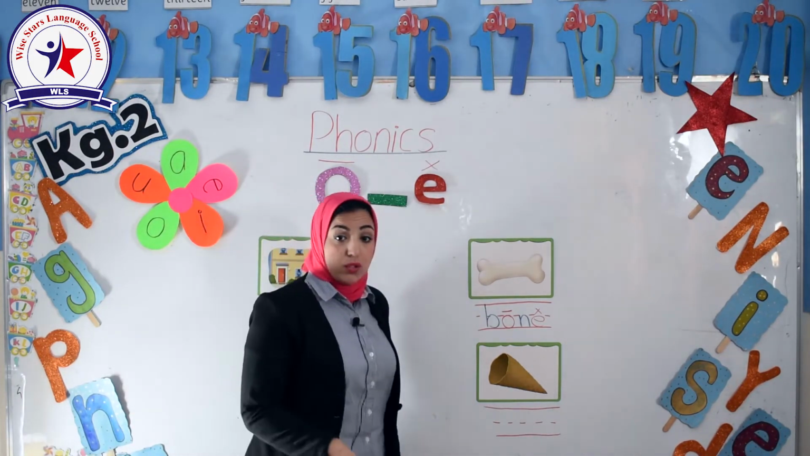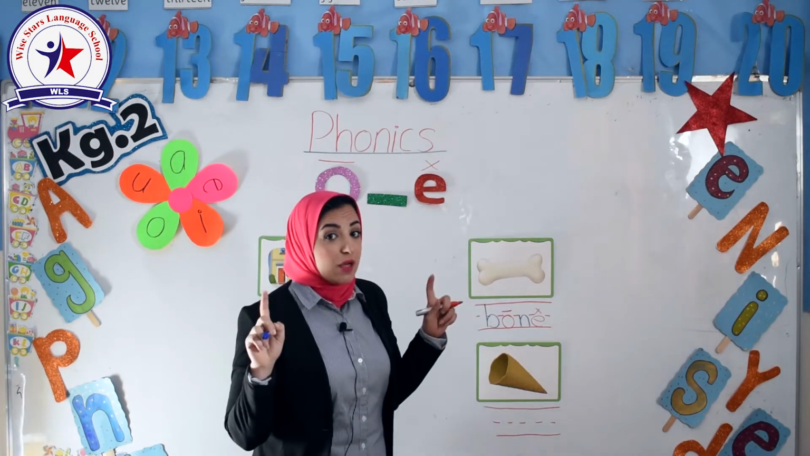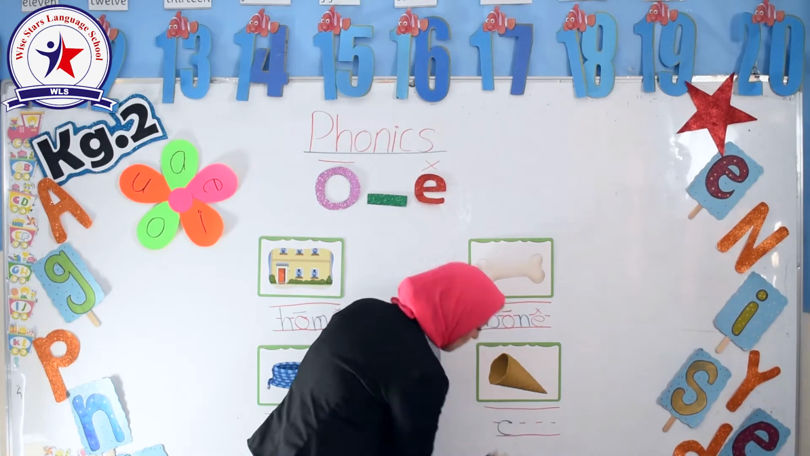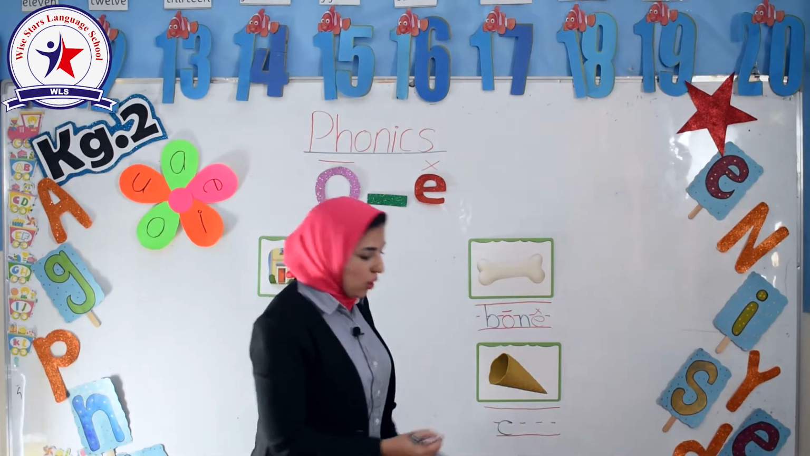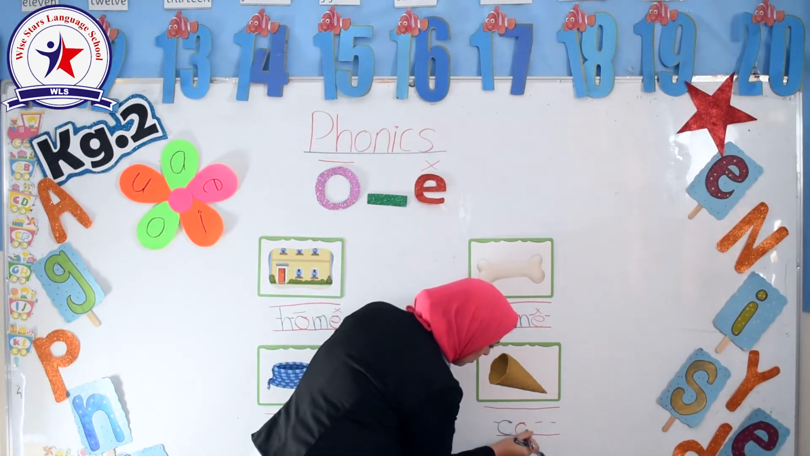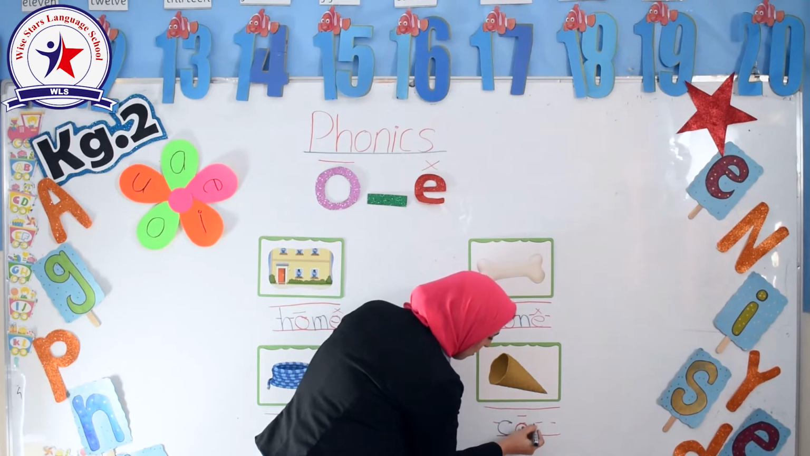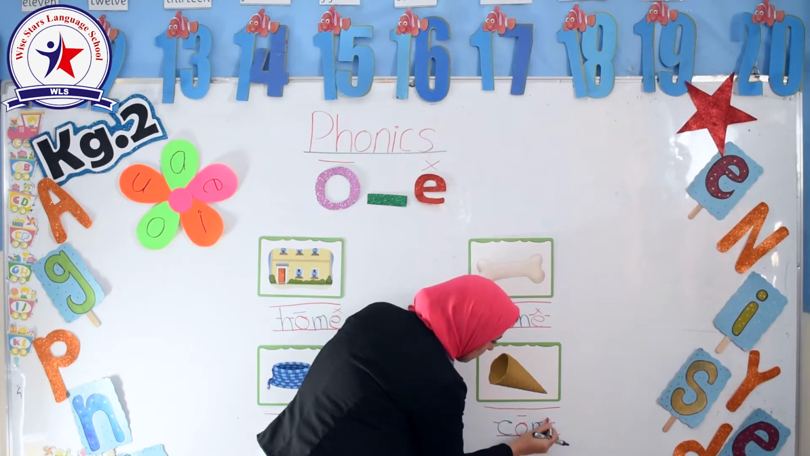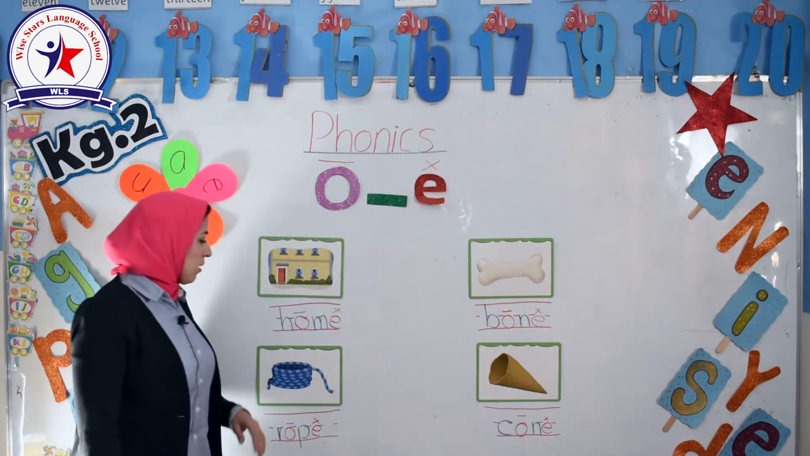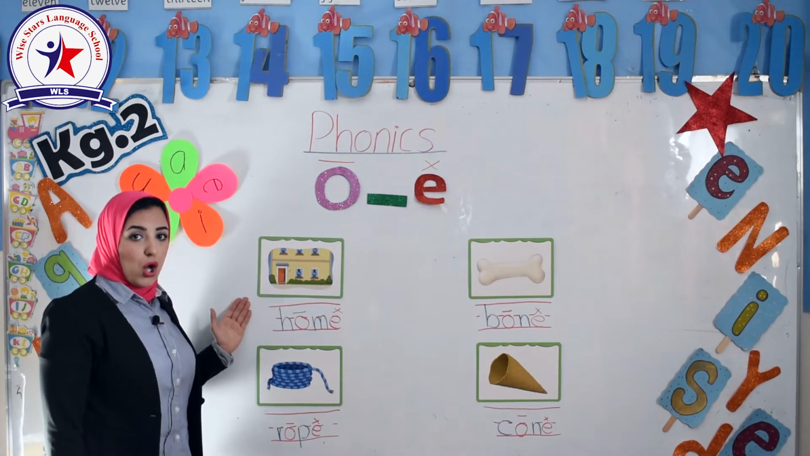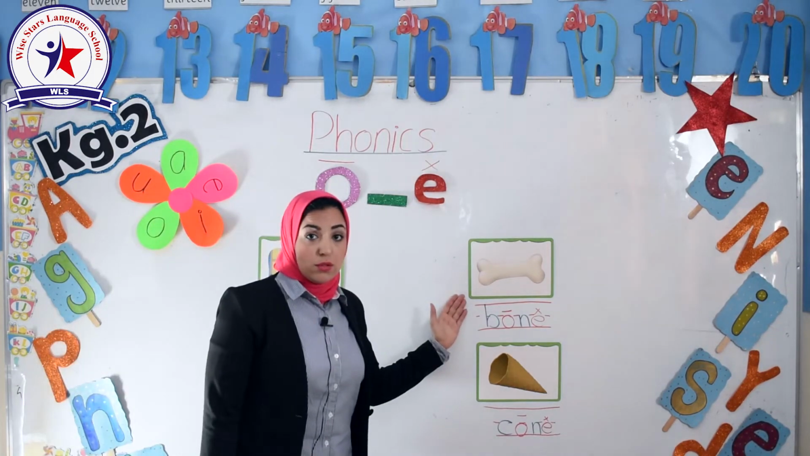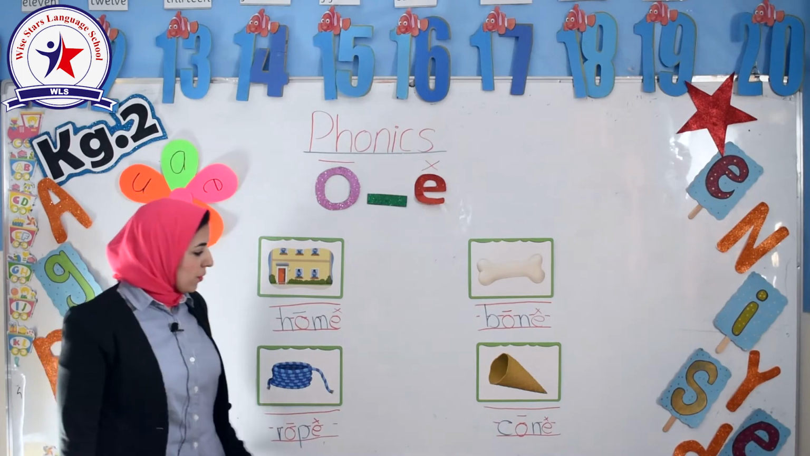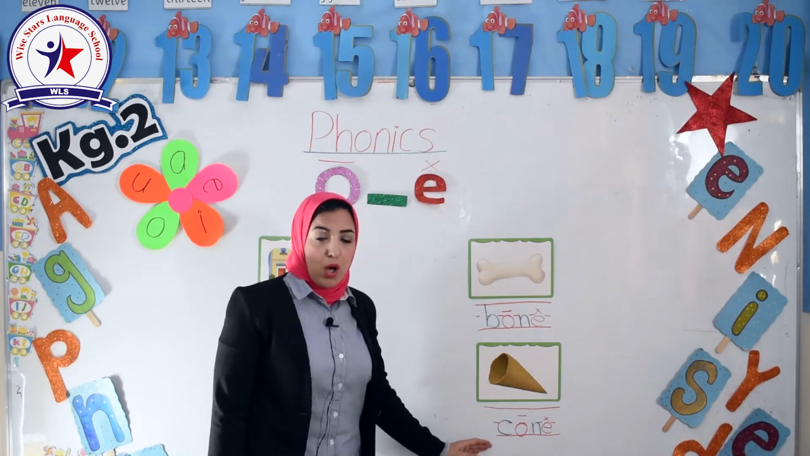Number four, cone. How can I write cone? K, K, hard sound of C. O, long O. N, N. In the end, silent E. So again, home, bone, rope, cone.